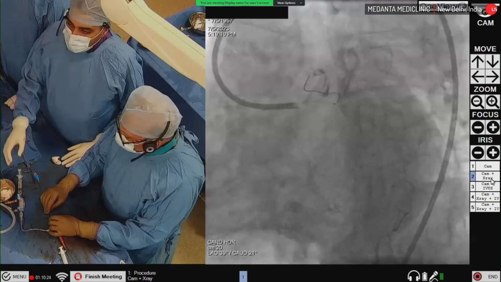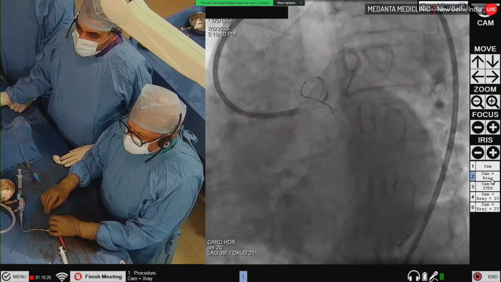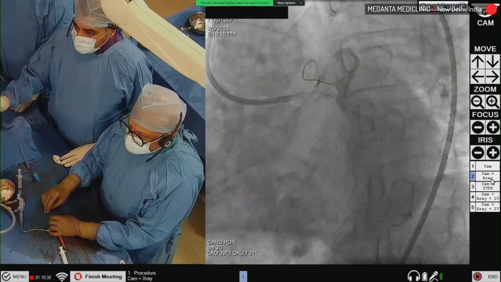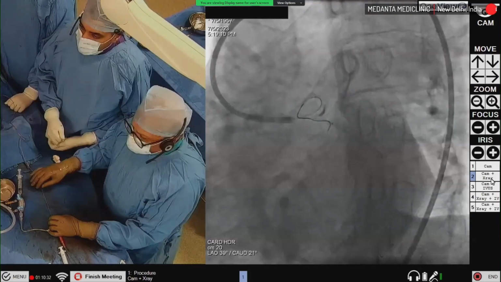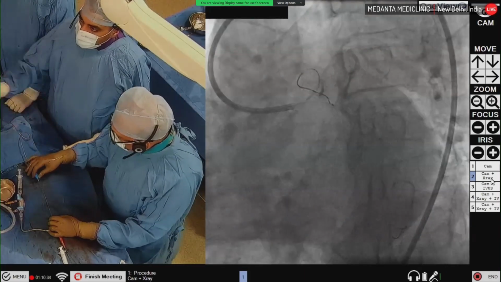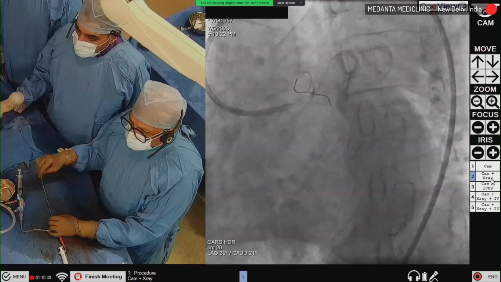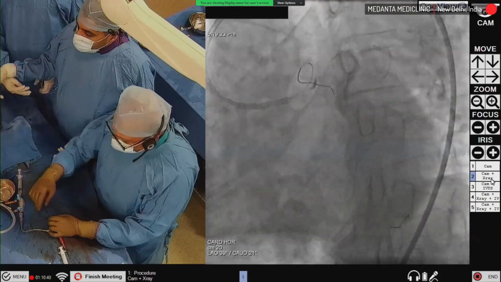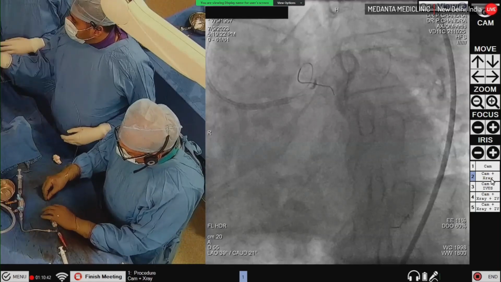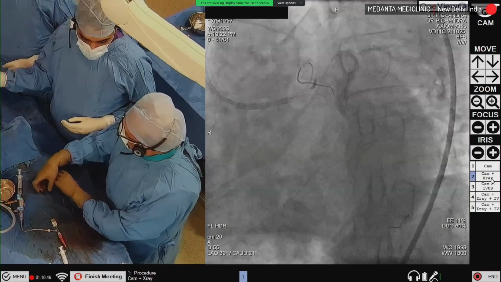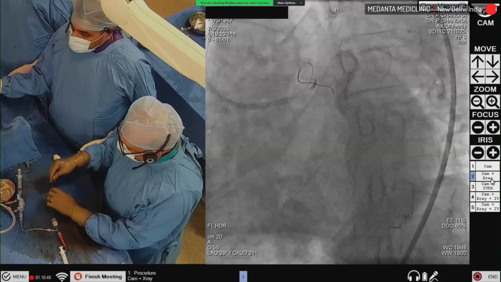Yeah. Go up. 1, 2, 3, 4, 5, 6, 7, 8, 9, 10. Deflate. So what was the length? It was 25. I think 28 will be fine. Give me a 28. Okay, 2.5 by 28.